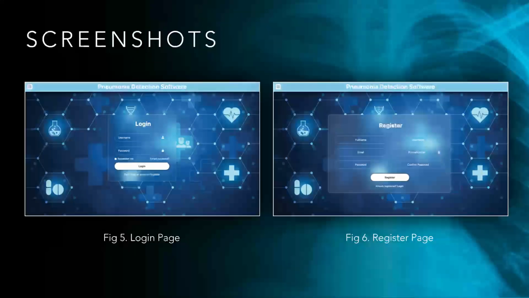This slide shows the screenshots of the working user interface of our application.